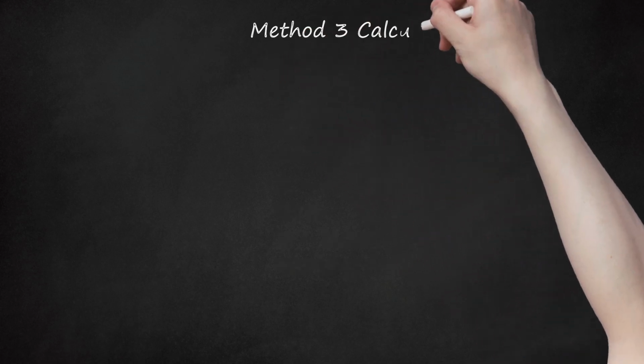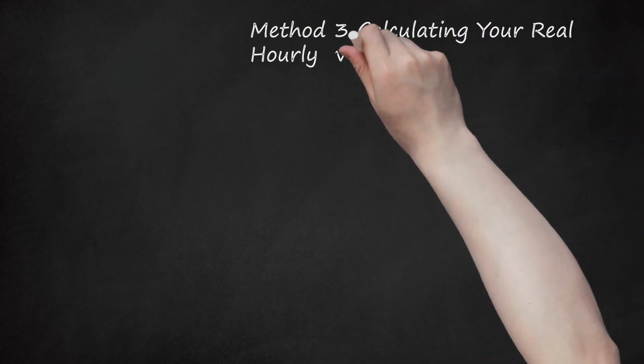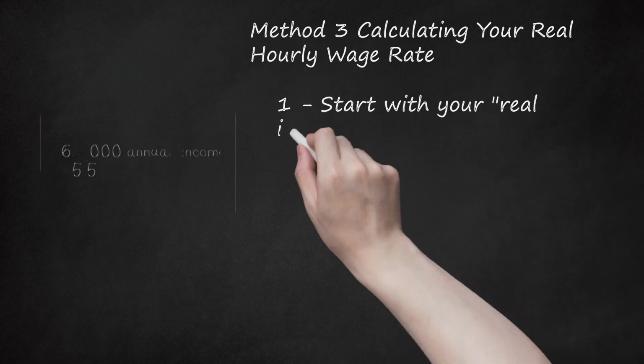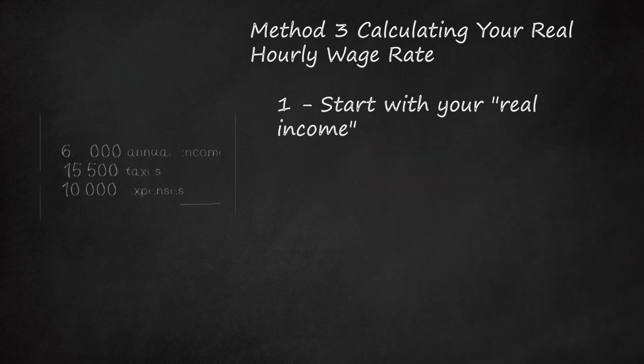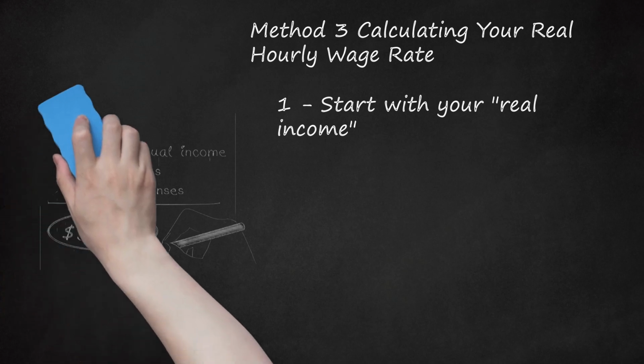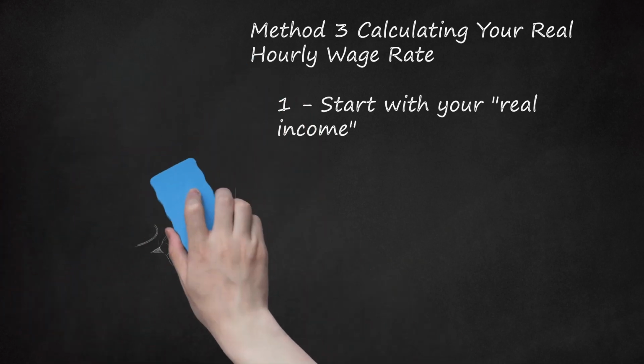Method 3. Calculating your real hourly wage rate. 1. Start with your real income. Your real income is your annual income minus any taxes and work-related expenses. If your annual income was $62,000, taxes were $15,500, and total work-related expenses were $10,000, your real income is $36,500.